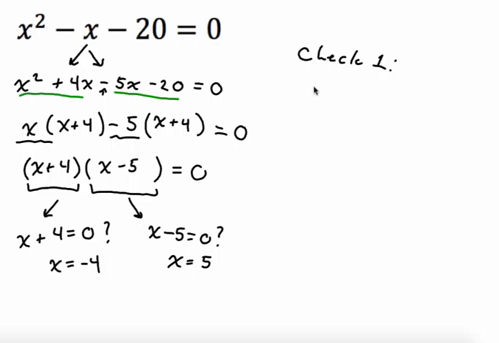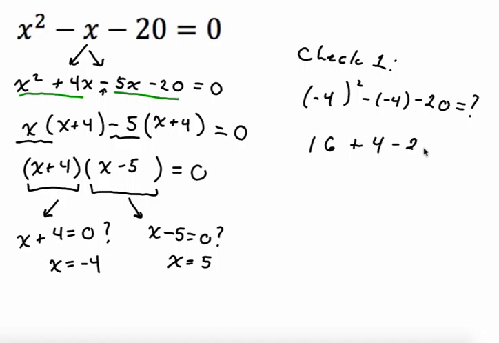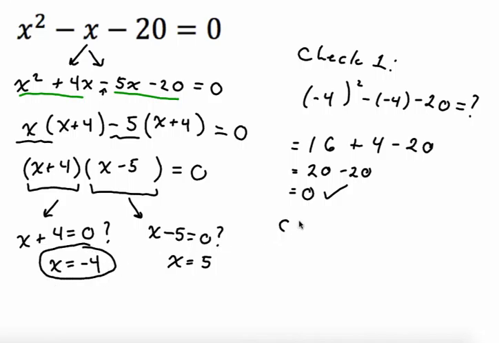Let's start with the negative 4. So if I had negative 4 quantity squared minus negative 4 subtract 20, what would that be equal to? And I'm hoping that's going to be 0. So let's see, negative 4 quantity squared is 16, and then minus negative 4 is a plus 4, subtract 20. Then 16 plus 4 is 20, subtract 20, which, great, by the way, is 0. So good. So x equals negative 4 must be a solution because it checks out.